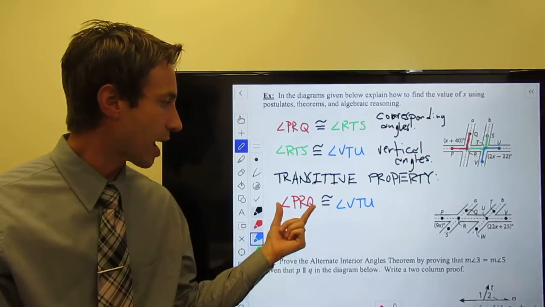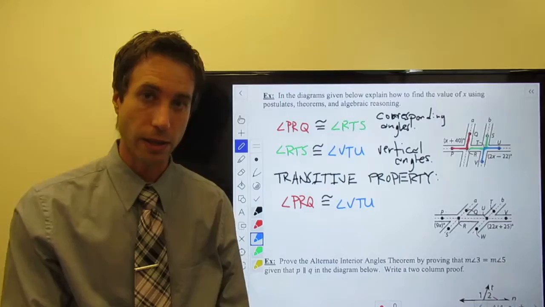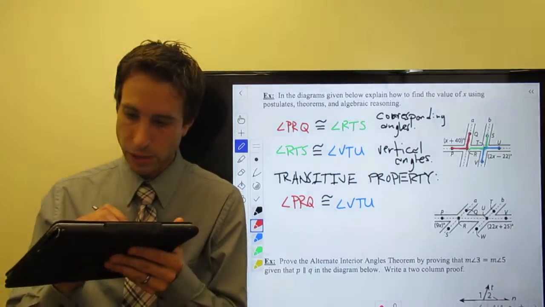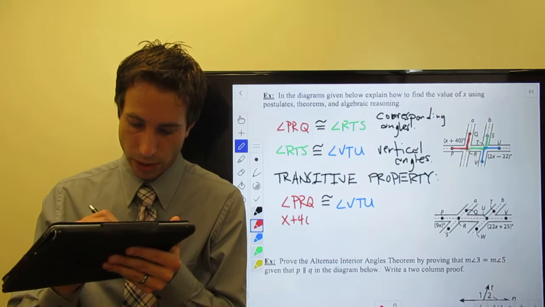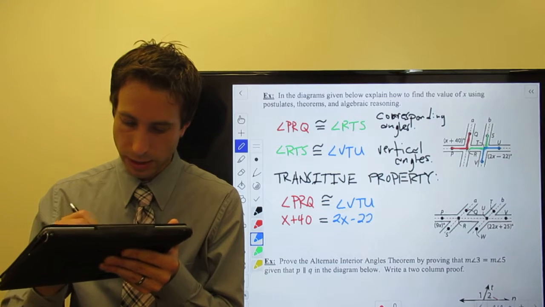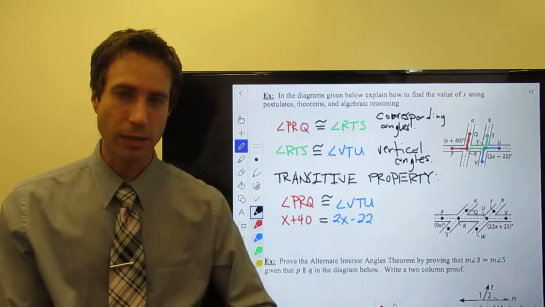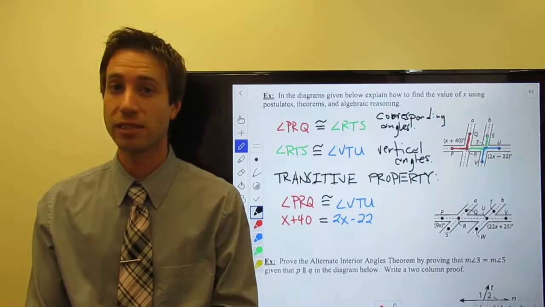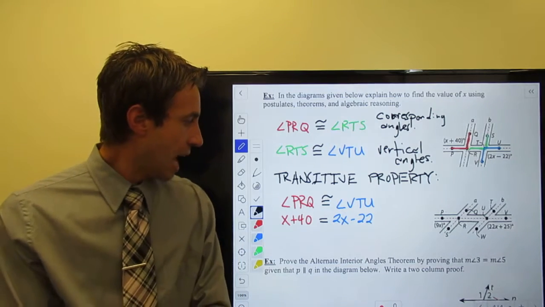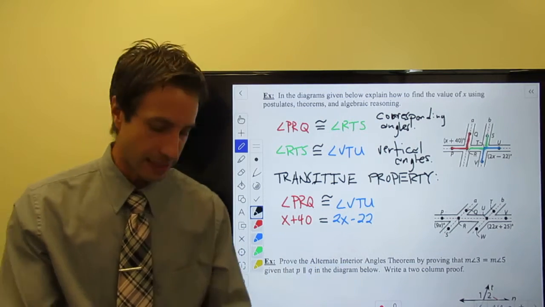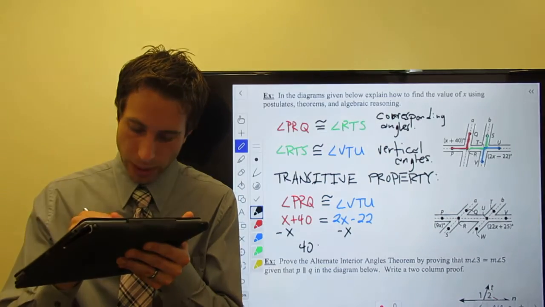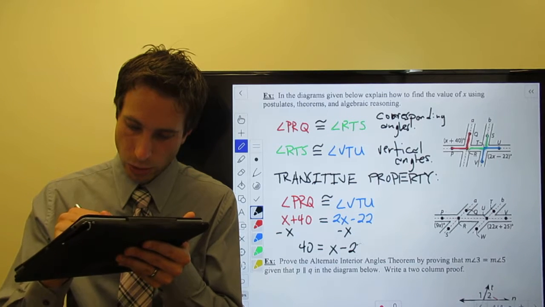So do a substitution. I know what this angle is, it's x plus 40. I know what this angle is, it's 2x minus 22. So I have x plus 40 is equal to 2x minus 22. Hey, let's do a little bit of algebra. I told you, in geometry, anytime I get a chance to do algebra with you, we're going to do it. So let's go ahead and do a little bit of algebra here. I think what I want to do is subtract this x to the other side. So I'm going to go minus x, minus x. That's going to leave me with 40 is equal to x minus 22.